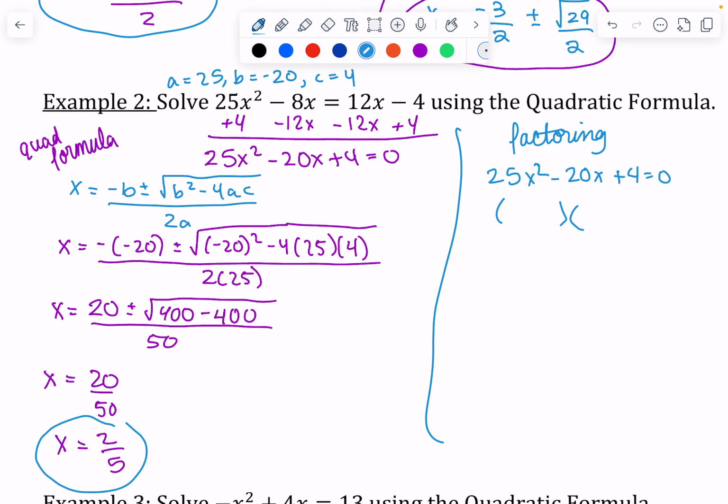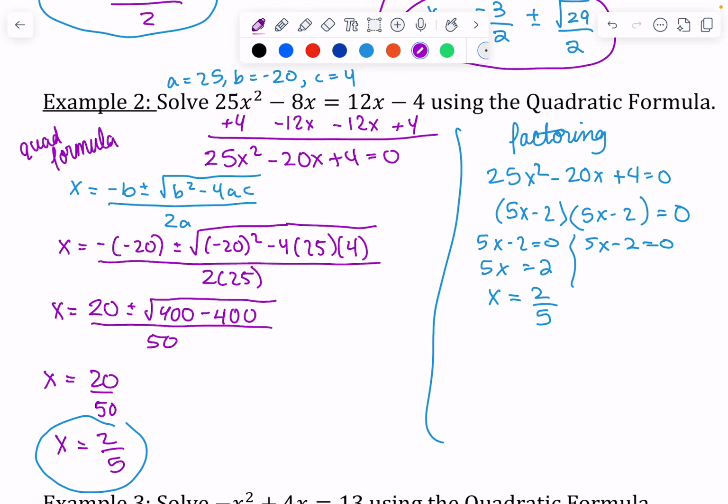Now, because the first and last terms are both perfect squares, this will factor out into 5x minus 2 times 5x minus 2. If you don't believe me, you can FOIL it and check it. Now that I have it factored, I can set each piece equal to 0 and solve. I'm going to end up getting the same thing in both cases. I add 2, divide by 5, and I get the same thing I did before. I definitely think factoring is easier in this case, but quadratic formula, like I said, will always work.